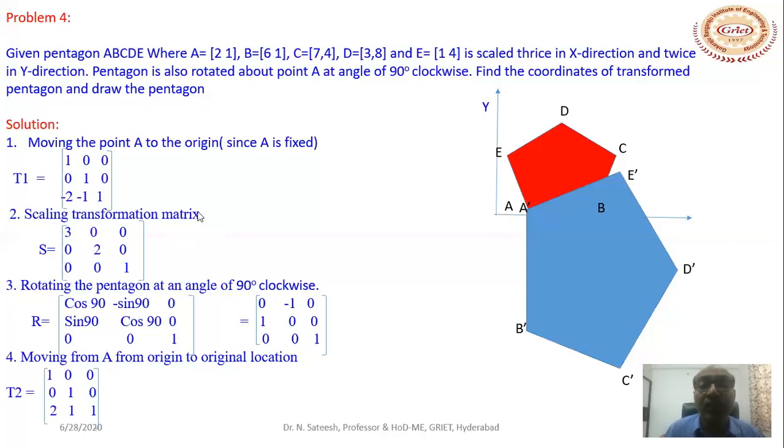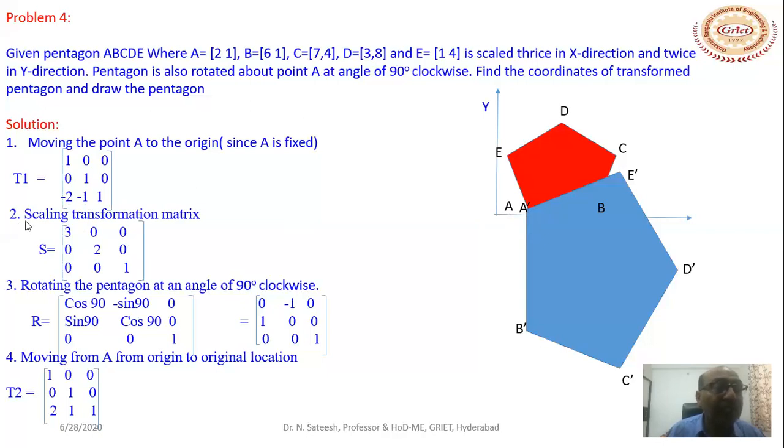Now let us first take into account the translation matrix, because A is fixed. First we have to move A to the origin. For that, moving A to the origin, we get the translation transformation matrix T1 as [1 0 0; 0 1 0; -2 -1 1], where 2 units in the x direction it has to travel in the negative x direction. Similarly, 1 unit it has to move in the negative y direction. That's minus 2, minus 1.